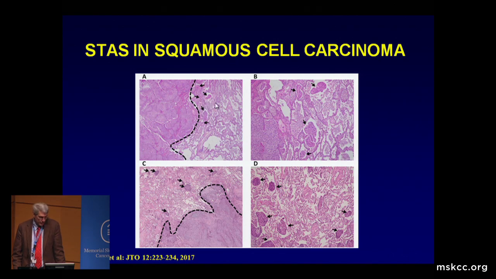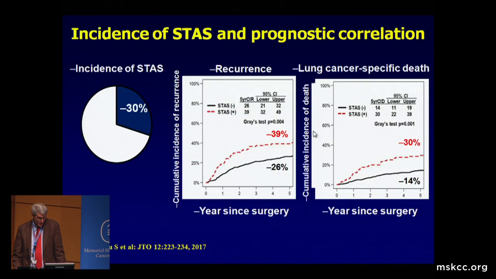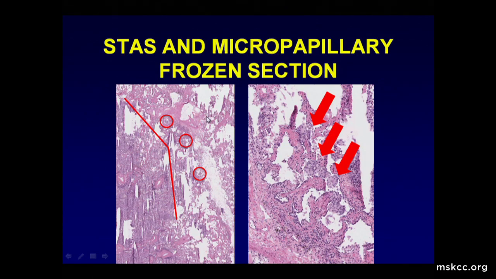Then, more recently, we looked at some early stage squamous cell carcinomas, and lo and behold, here you can see the same type of feature. In squamous, you see more of the solid airspace nests. This looks like STAS, and it has similar increased risk of recurrence and lung cancer specific death. And this was published earlier this year by Xiaohao Luo, who was a Chinese physician working with us.